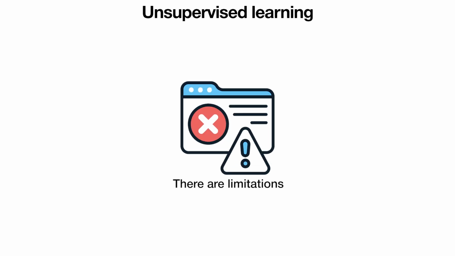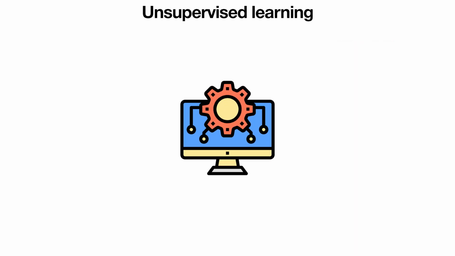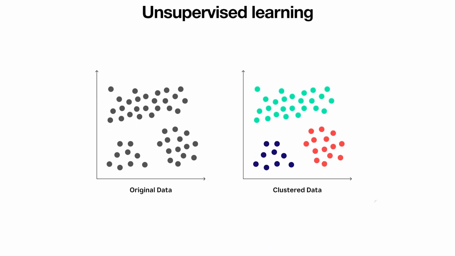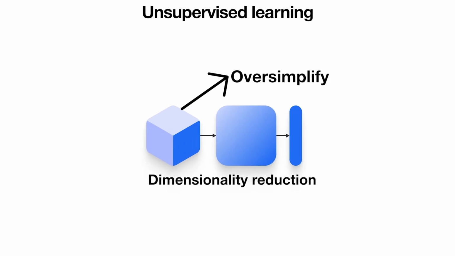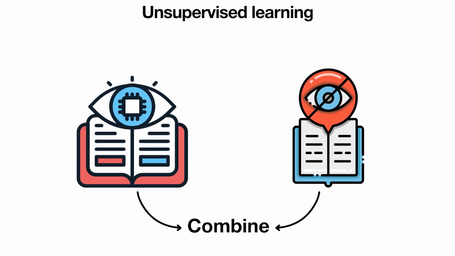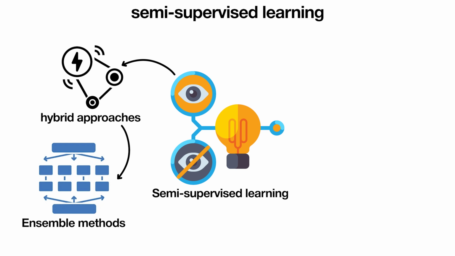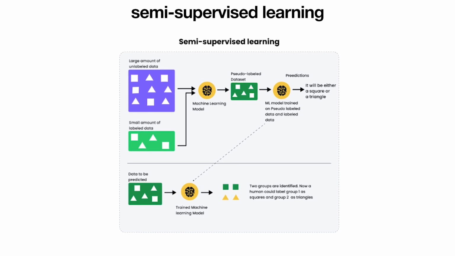But there are limitations. Results can be harder to interpret since there is no ground truth. Algorithms may find patterns that aren't meaningful. Clustering is sensitive to how many groups you choose in advance. Dimensionality reduction can oversimplify, discarding important information. But what if we combine methods, mixing strengths to overcome individual weaknesses? Now that's where semi-supervised learning, hybrid approaches, and ensemble methods come in. They occupy the middle ground between the categories we've seen, often producing state-of-the-art results.